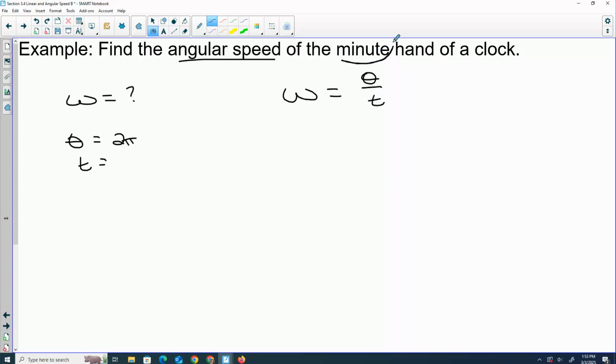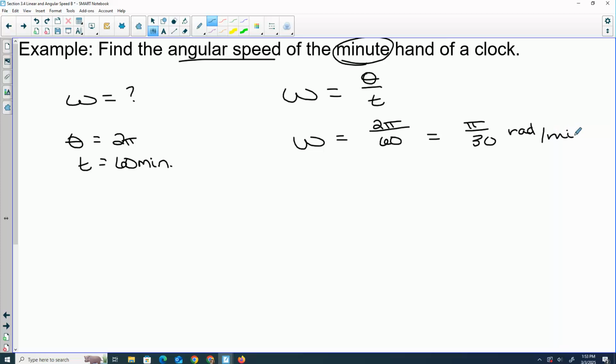If I'm talking about the minute hand, if the minute hand travels all the way around the circle, how much time has passed? 60 minutes, right? Yeah, the minute hand. Okay, so then we could do omega equals 2 pi over 60, so we get pi over 30. My units, theta was in radians, my time was in minutes. But there are other options.